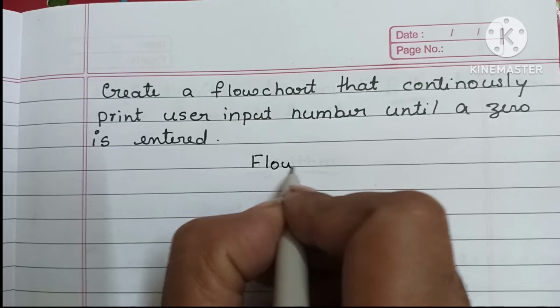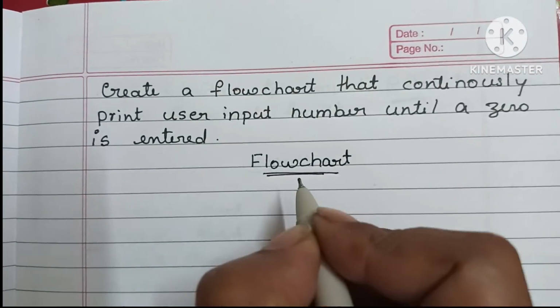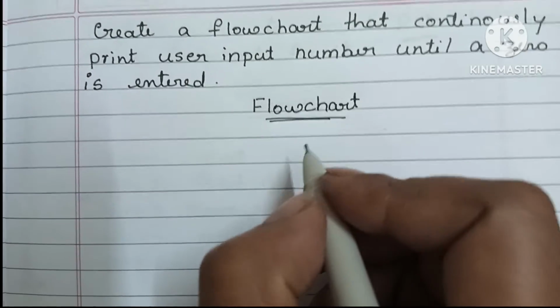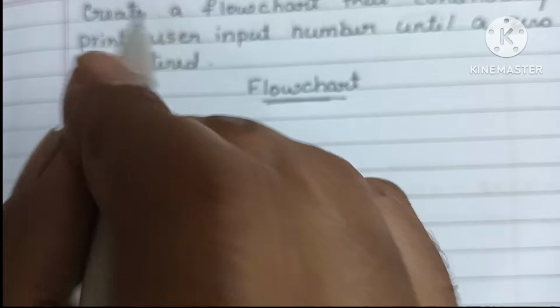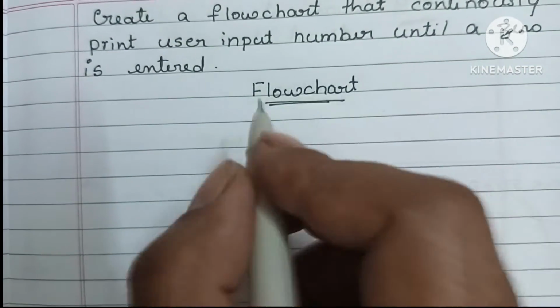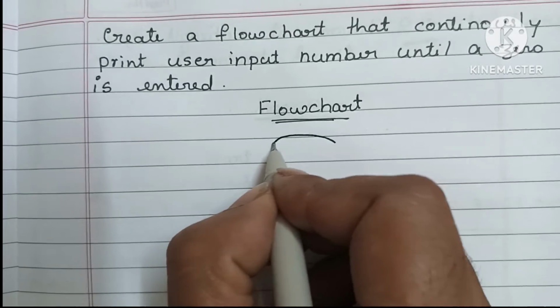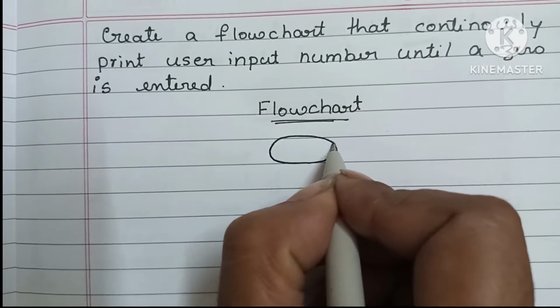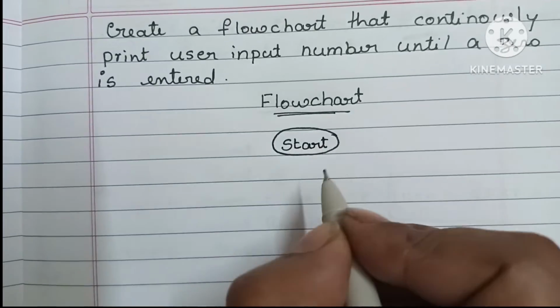Flowchart. A flowchart is a graphical representation of a solved problem. Here we use different geometrical shapes like oval, diamond, rectangle, parallelogram. A flowchart starts with a start statement. It is written within an oval shape. Within the oval shape, we have to write the start statement.